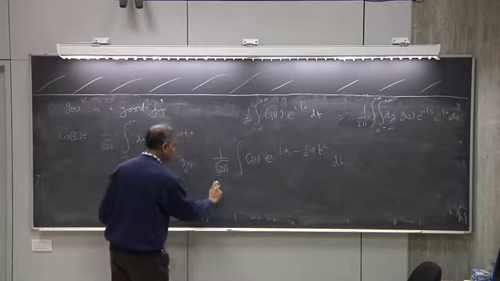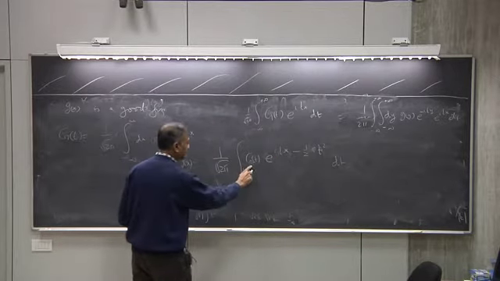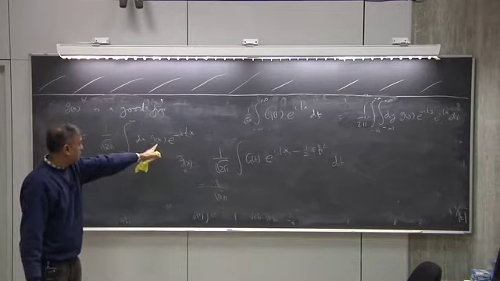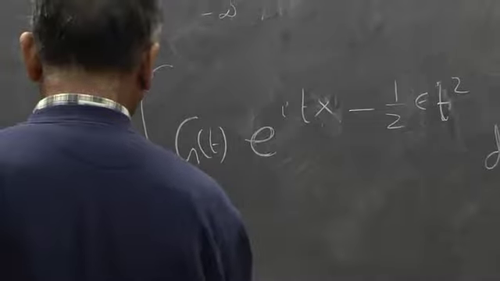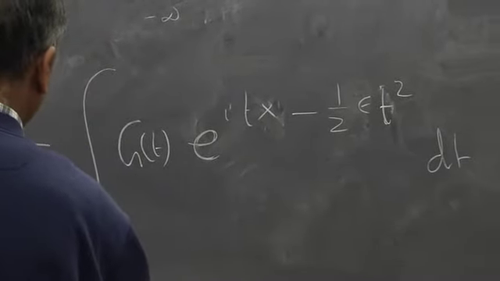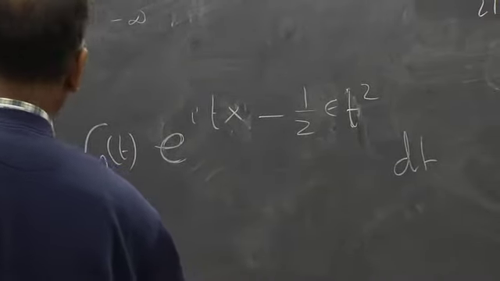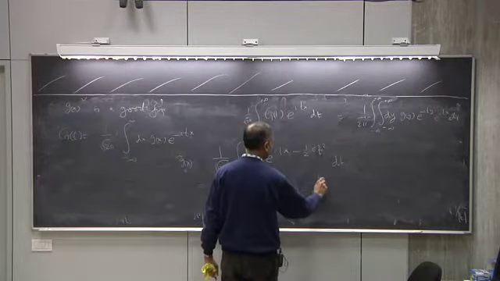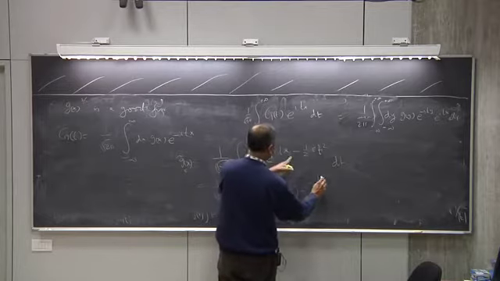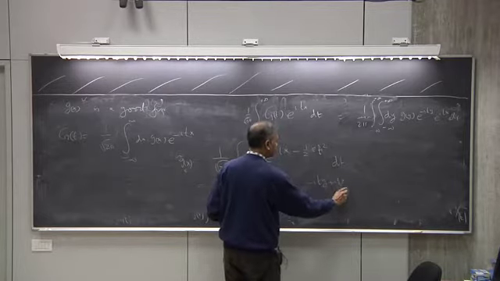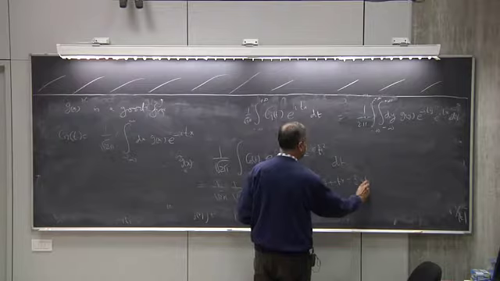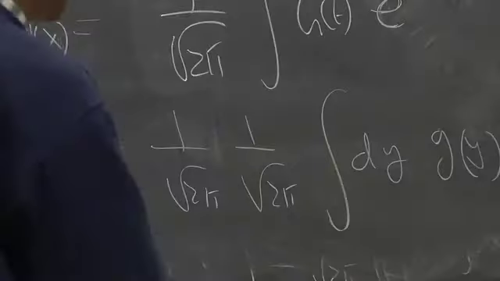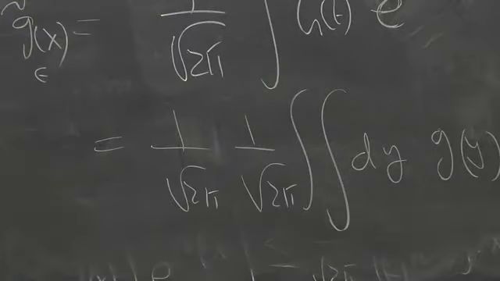Okay, so this is the same as 1 over root 2 pi, and then use this definition of this thing with a dummy variable. I don't want to use the same x here, so I put y. So there is another 1 over root 2 pi, integral dy g(y) e to the minus ity, and then you have plus itx minus half epsilon t square dt. There are two integrals here, y and t.